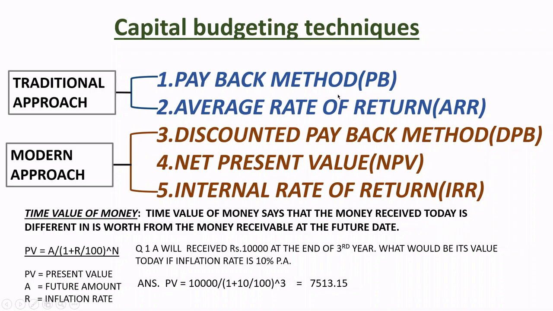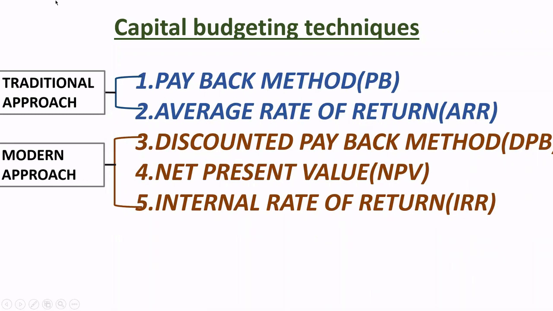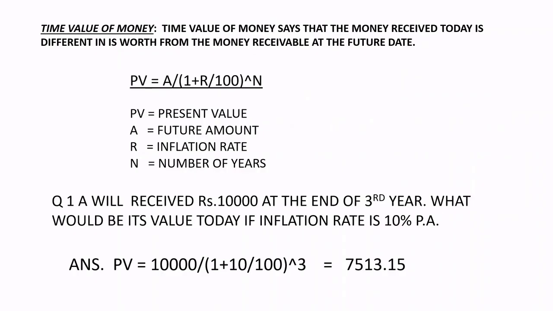Now the first two methods are related to the traditional approach, while the latter three methods are related to the modern approach. What is the difference between the traditional approach and the modern approach? The difference is simple: the traditional approach ignores time value of money while the modern approach cares about time value of money. Now, what is time value of money? Let's discuss time value of money.